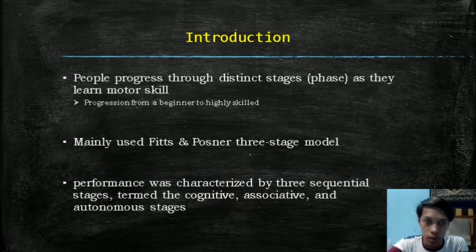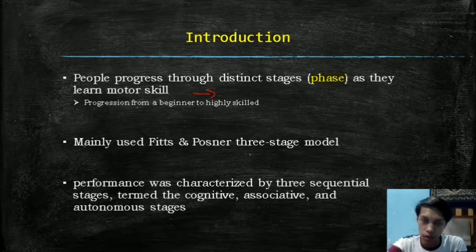First thing first, what is the Fitts and Posner 3-stage model about? It's about how people progress through distinct stages or phases as they learn motor skills. It means the progression from a beginner to highly skilled. So mainly we use the Fitts and Posner 3-stage model.